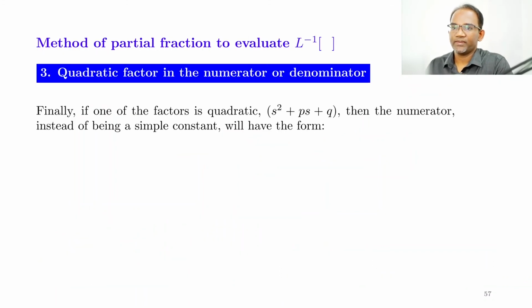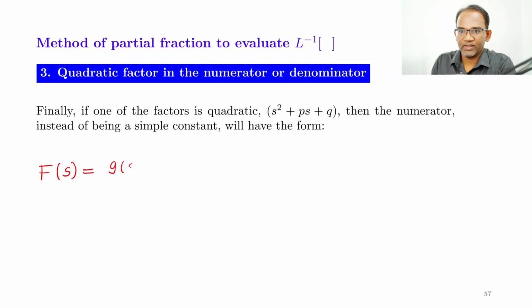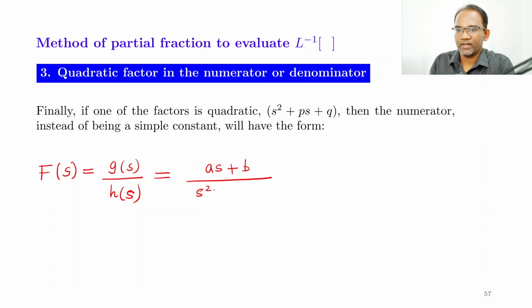Now the third case is where there is a quadratic factor in the numerator or denominator. If one of the factors is quadratic, that is of the form s square plus ps plus q, then the numerator, instead of being a simple constant, will have the following form. That is, F of s we have defined to be G of s over H of s. This is as plus b over s square plus ps plus q.